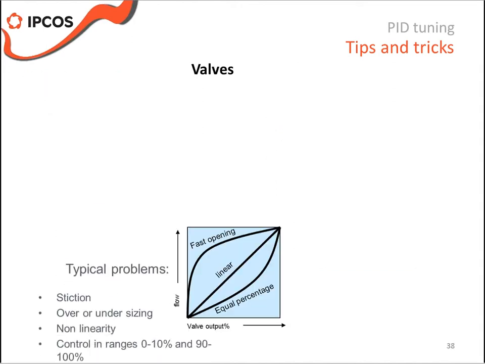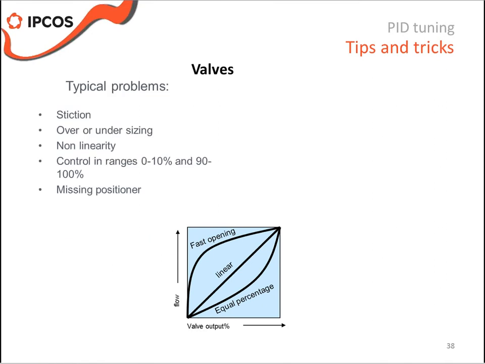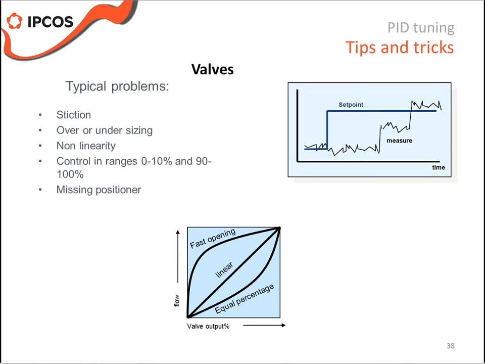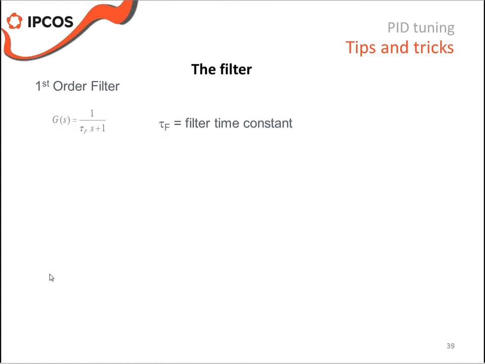Valves are also very important. As you know, valves are far from perfect. You get stiction problems. You have valves that are oversized or undersized. Typically, they're nonlinear. The operating range is restricted. Sometimes positioners are missing. So again, think about the valve before you go headlong into doing PID tuning, because it could be just a sticky or poor valve that is causing the problem.